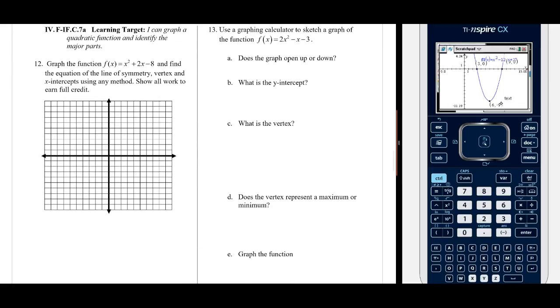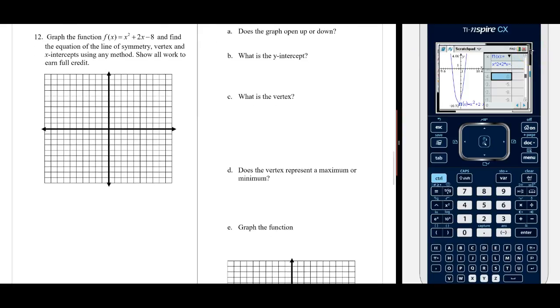12. Graph the function and find the equation of the line of symmetry, vertex, and x-intercepts using any method. So any method, well, I'm going to go to my graph, and I'm going to type in x squared plus 2x minus 8. There's my graph, but I would like to be able to graph it accurately. So I'm going to make a table, and looks like I can maybe pick some points.